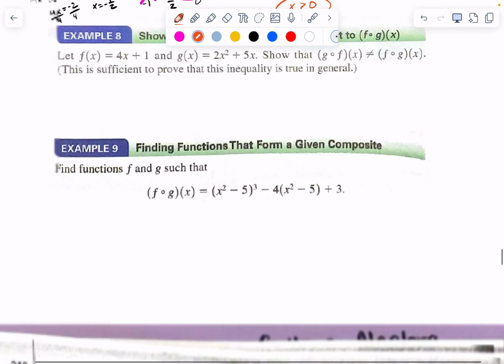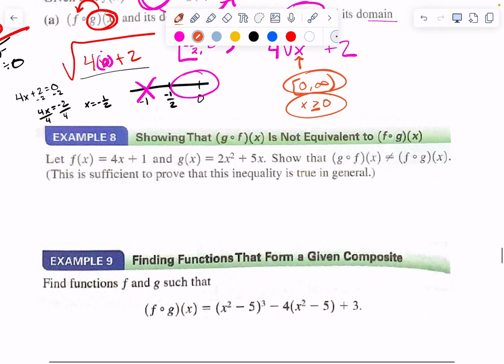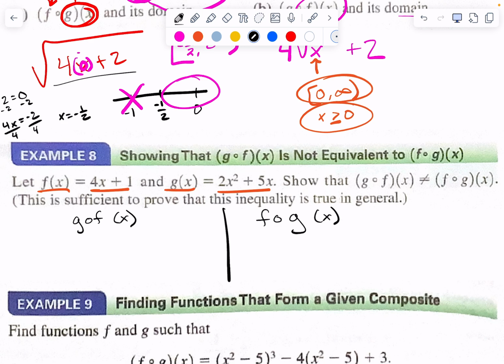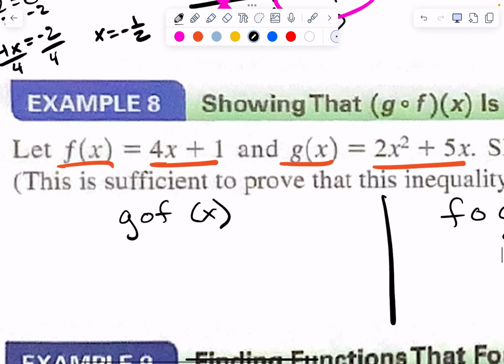All right, okay. Last thing. Let f be this and g be this, and show that g composed of f of x and f composed of g of x are not the same. Okay, and they will not be the same. So let's do over here. I'm going to split this into 2. I'm going to go g composed of f of x, and then I'm going to go f composed of g of x. Okay? All right, let's deal with this guy first.